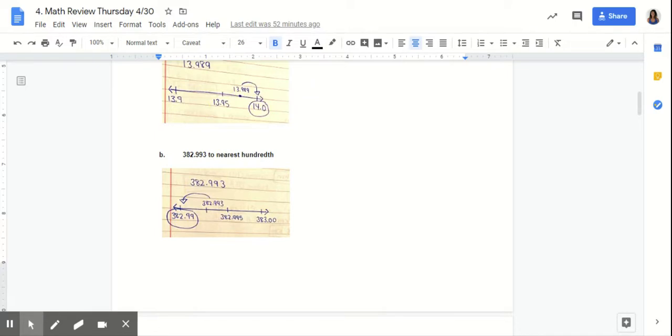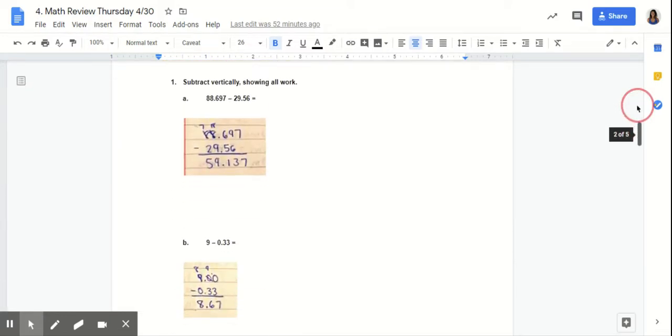So it's 383.00. I'm doing my midpoint as 382.995. I'm placing my number on a number line. Since the 3 in the thousandths place, which is going to help me round to the nearest hundredth, is lower than the 5 in my midpoint, I am rounding down. If you still have problems with rounding on a number line and placing values on a number line, please reach out to your teachers, write down some notes, okay, and ask your questions.